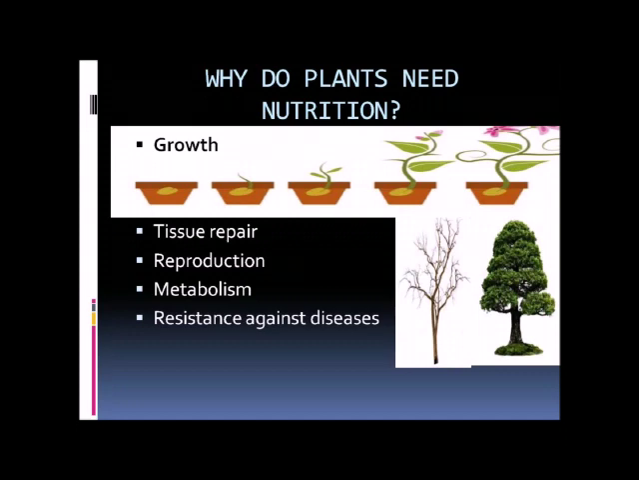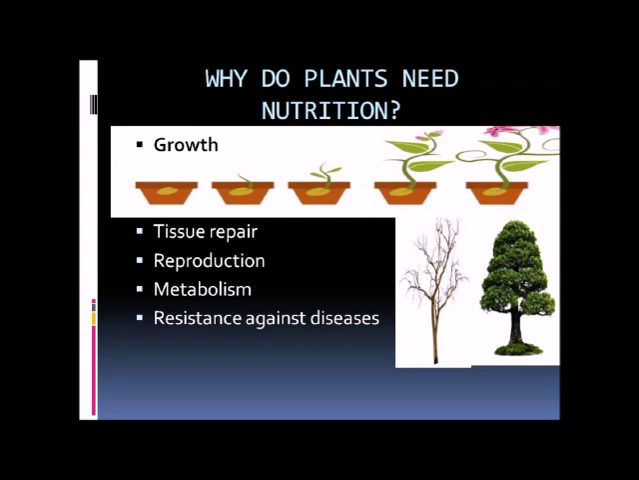Next important thing is reproduction. Now, plants need food even for reproduction. What is reproduction? To produce more plants. We are going to study reproduction of plants in detail in a further chapter. Next important thing is metabolism. That is the various life processes that are needed for the survival of life. For that also nutrition is required. So for all these they need energy, and from where will they get energy? Energy is obtained from nutrition.